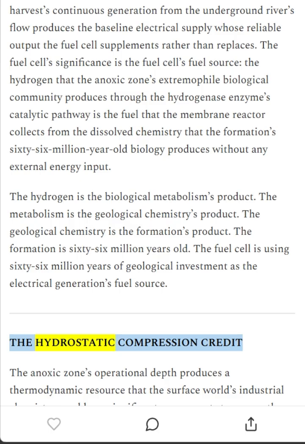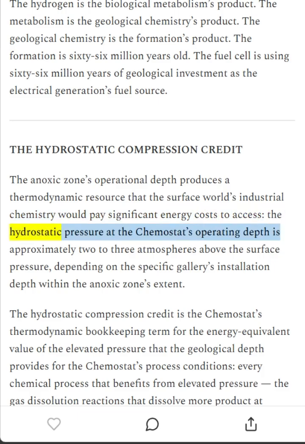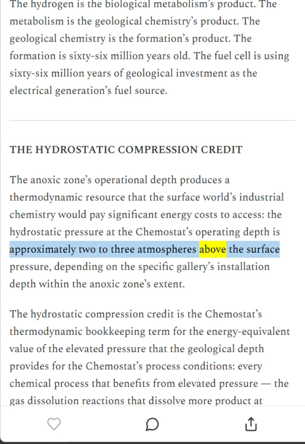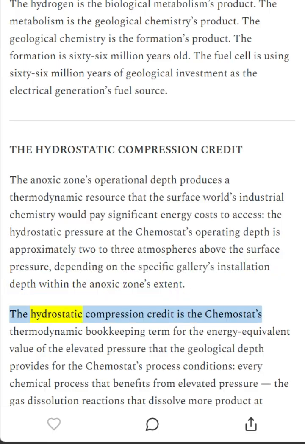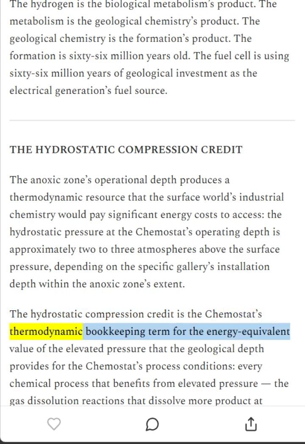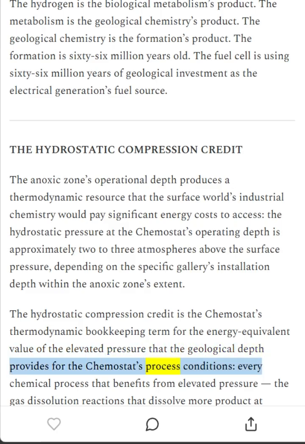The hydrostatic compression credit. The anoxic zone's operational depth produces a thermodynamic resource that the surface world's industrial chemistry would pay significant energy costs to access. The hydrostatic pressure at the chemostat's operating depth is approximately 2 to 3 atmospheres above the surface pressure, depending on the specific gallery's installation depth within the anoxic zone's extent. The hydrostatic compression credit is the chemostat's thermodynamic bookkeeping term for the energy equivalent value of the elevated pressure that the geological depth provides for the chemostat's process conditions.